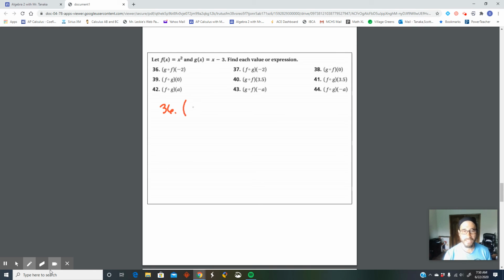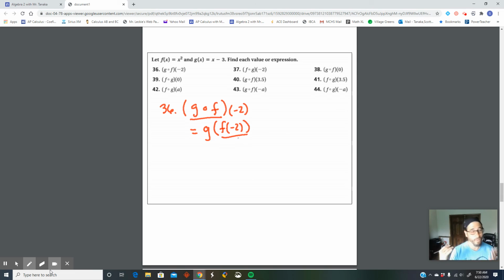36. 36 says G composite, remember, that's the composite sign, f of -2. Now remember, when they give us a number to work with instead of a variable, we still want to write our first step of what this composite function represents. And we have G composite f of -2. That would mean it's G of f of -2. Okay, and then what we do is we're going to simplify.